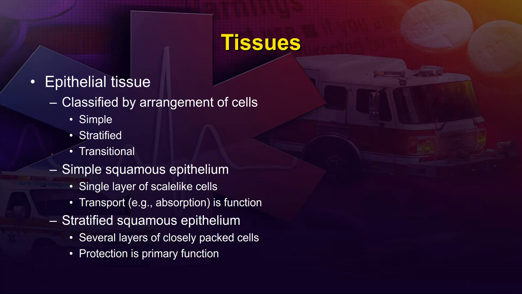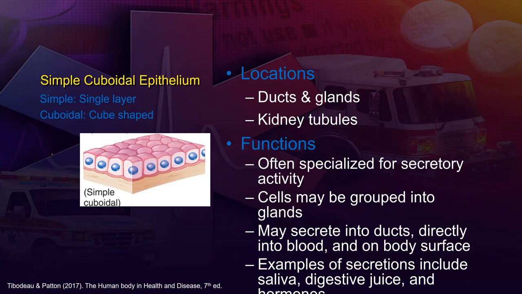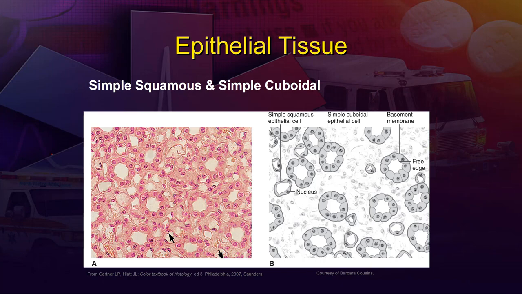In each of these areas, I'll let you review the slide so that you can see the example of that location. But the function does tell us a little bit about where they're going to be, and vice versa, where they are will tell us a little bit about each function. This is a drawing on the right-hand side and an actual microscope slide of the tissue on the left-hand side, identifying how these tissues come together and create the structures that we're aware of.